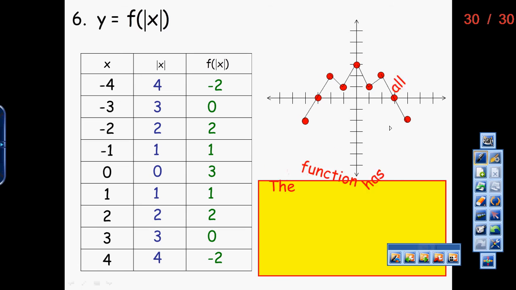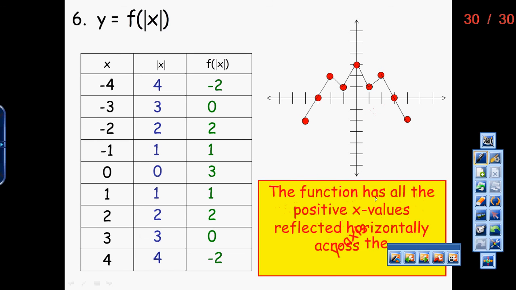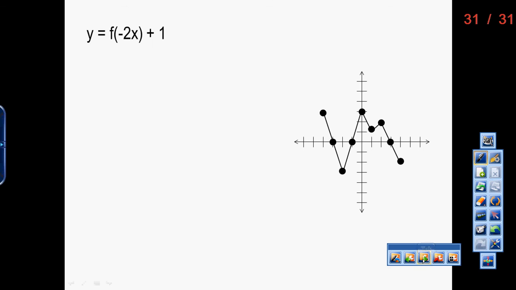So what do you notice happened? You should notice that all the positive x values reflected horizontally across the y value. So all the positive parts over here reflected across the other side. Remember, if you need more time, you can always go back.